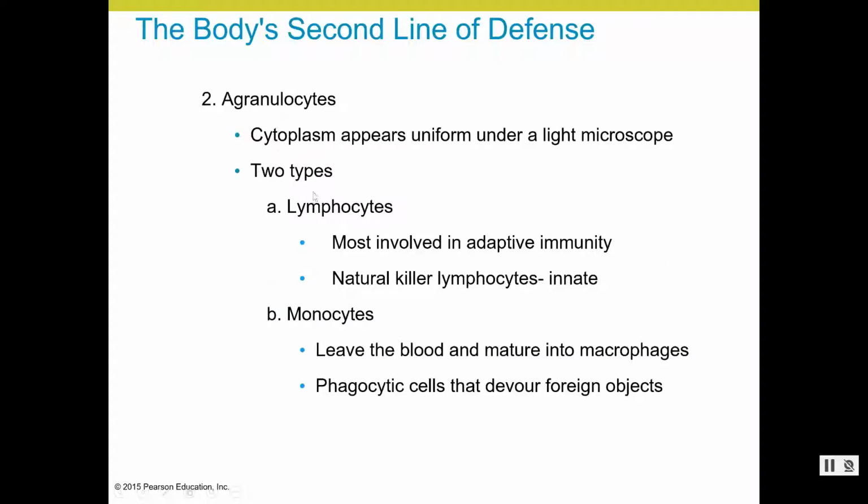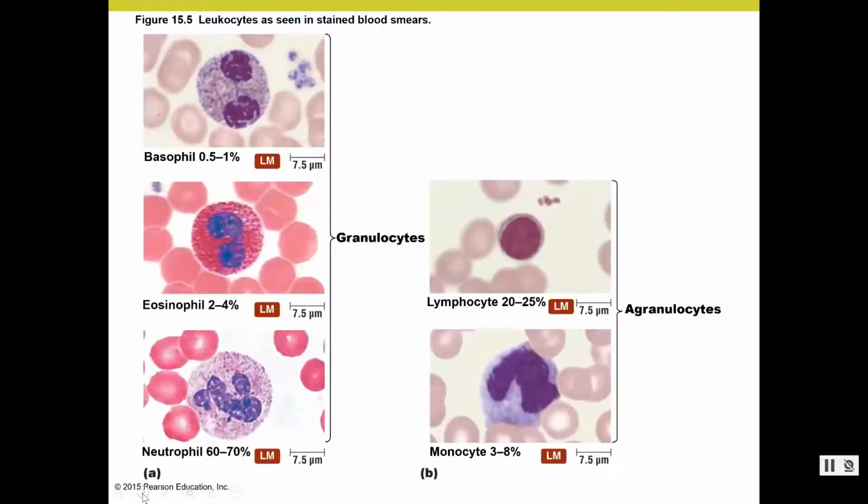The agranulocytes include the lymphocytes. Most of those are the T cells and B cells, which will be involved in adaptive immunity, but there is a lymphocyte called an NK cell, a natural killer lymphocyte, that is involved in innate immunity. So we'll talk about that a little bit in this chapter. Monocytes are our macrophages. They're also capable of phagocytosis. So phagocytosis is a big deal.